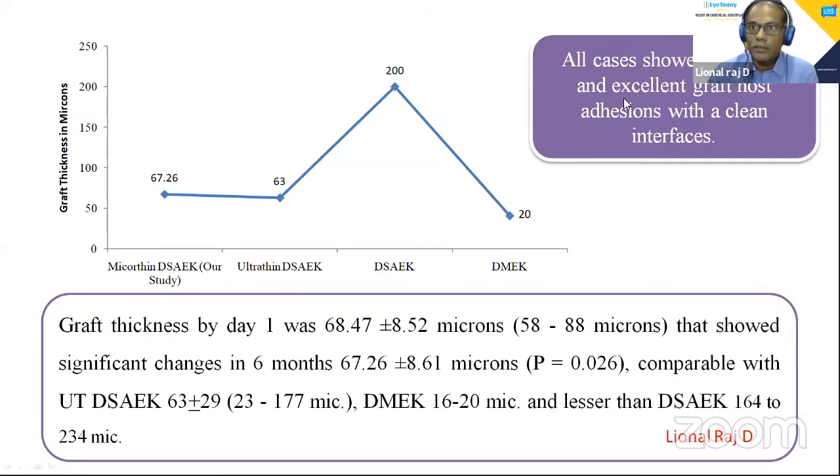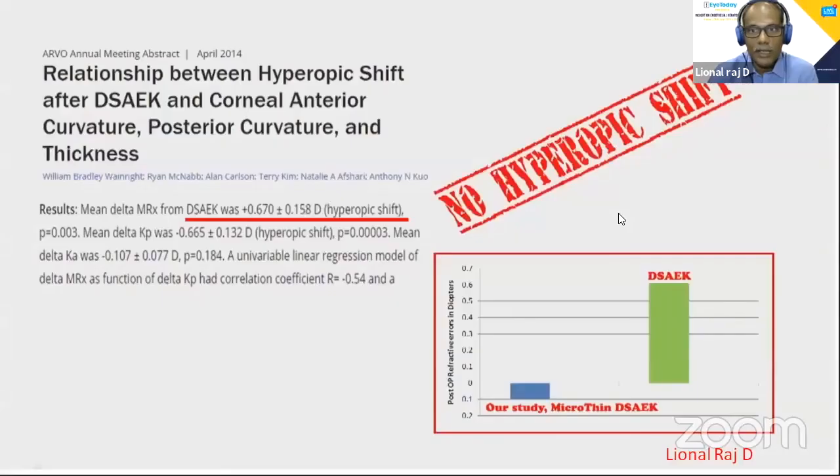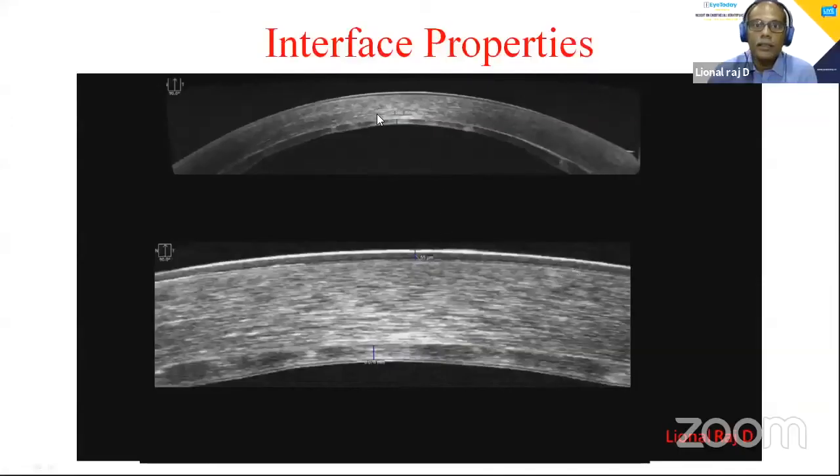All cases showed a very healthy and excellent graft-host adhesion with clear interfaces, and we did not lose any tissue in this particular case series. No graft loss was seen, and no rebubbling also. Strangely, there was no hyperopic shift. We just need to work more on it to understand what could be the probable reason. And this is how the graft-host interface is very healthy and very clean, because all the dissections are done using femtosecond lasers.